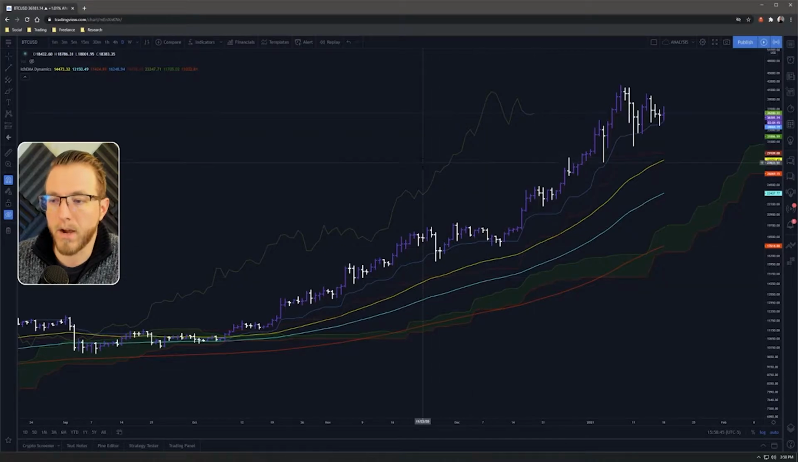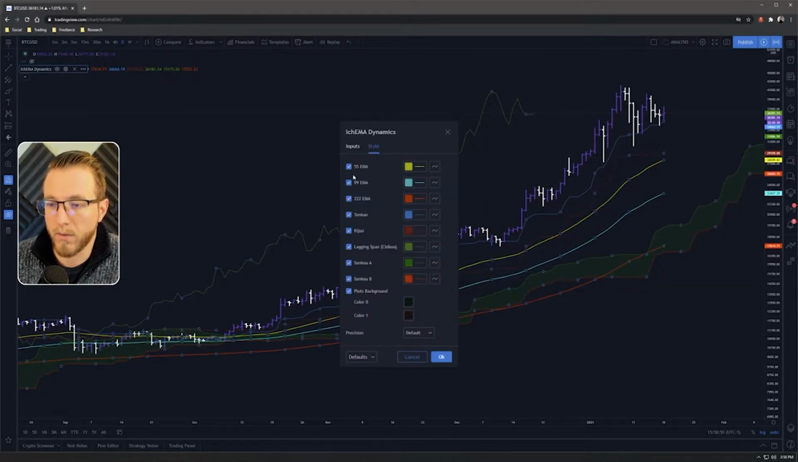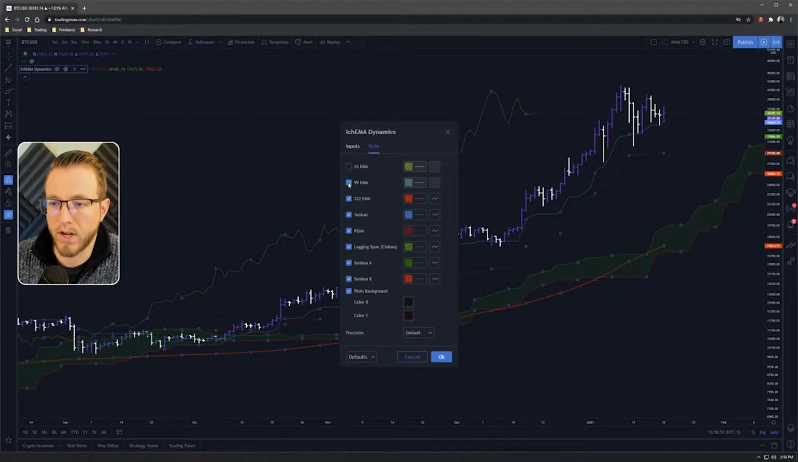And this is what it looks like by default when you put it on the screen. So we're going to go ahead and take off these moving averages. We're not going to be discussing those today.